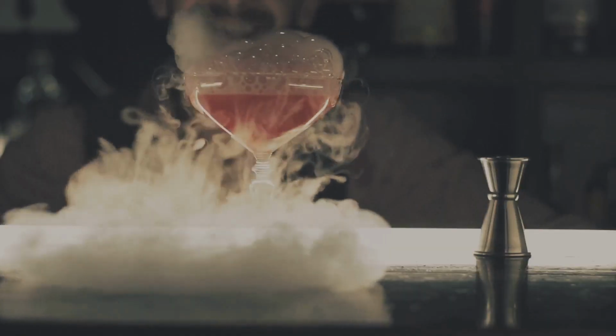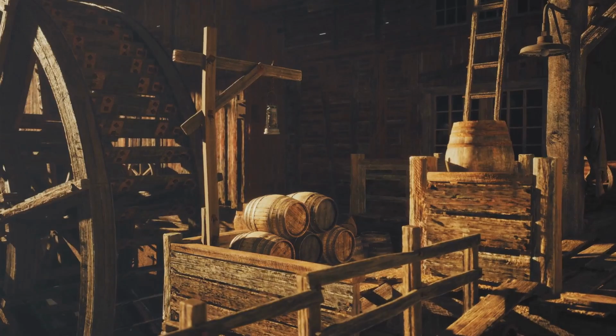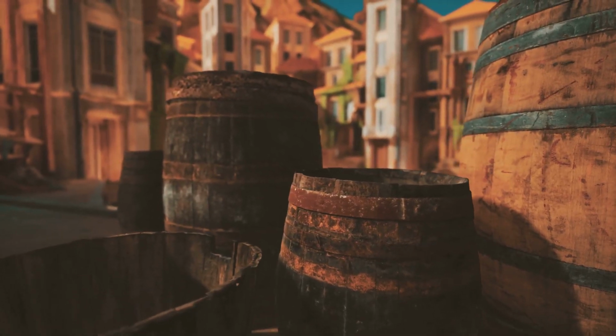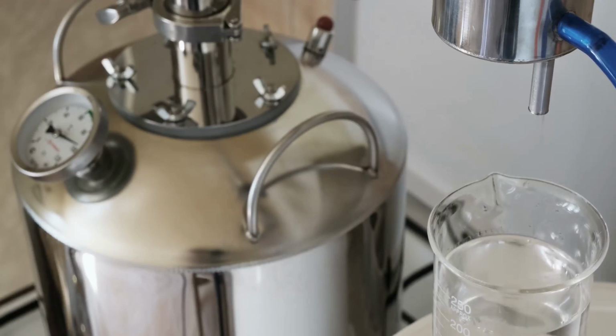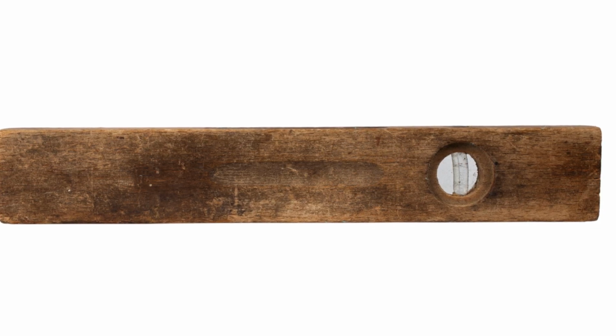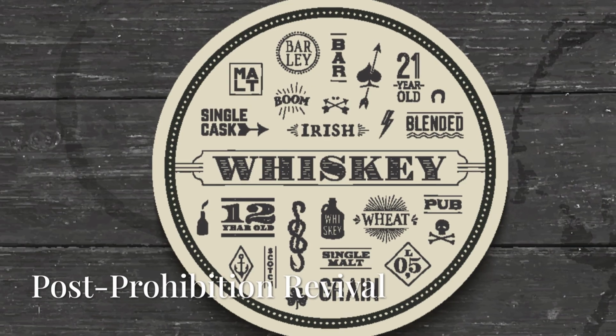The demand for alcohol didn't disappear. It fueled the rise of organized crime. Bootleggers produced and sold illegal liquor. This often contained dangerous impurities. Prohibition lasted for 13 years. It left a lasting legacy on the American whiskey industry. Many distilleries never recovered. The quality and reputation of American whiskey suffered.